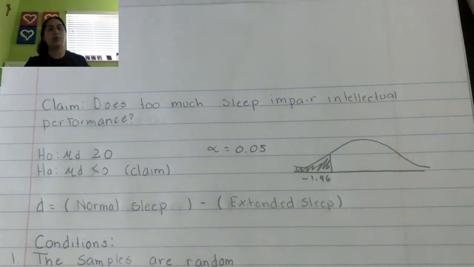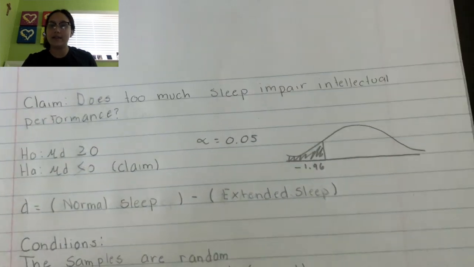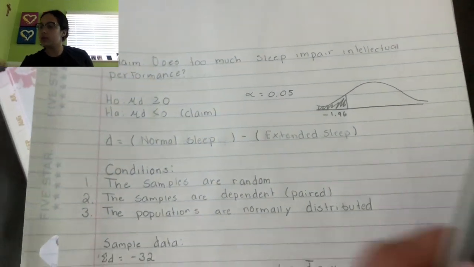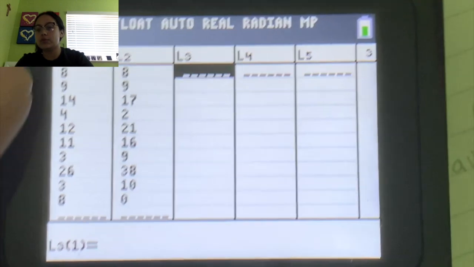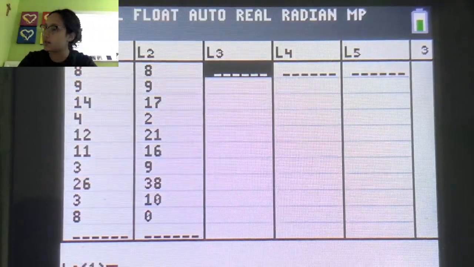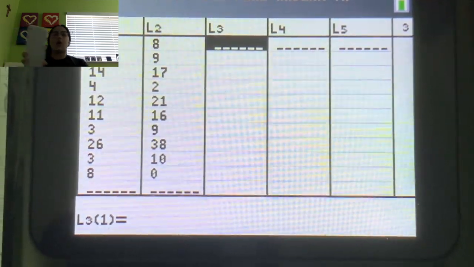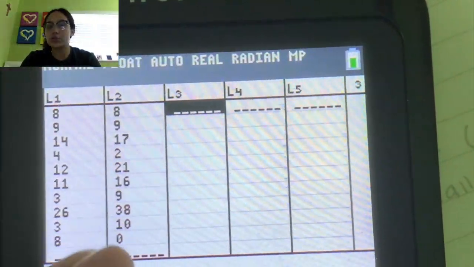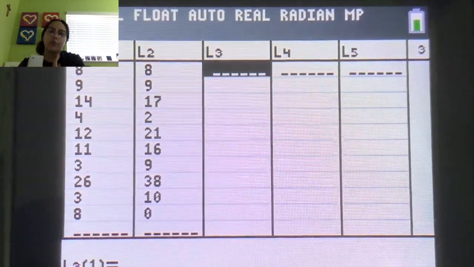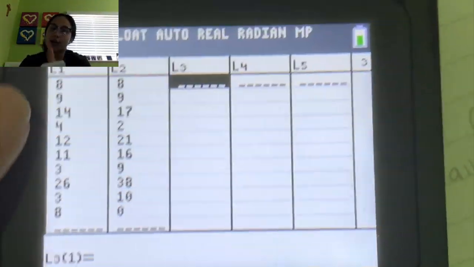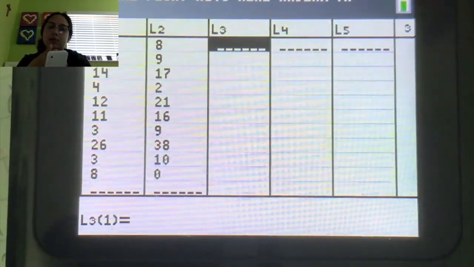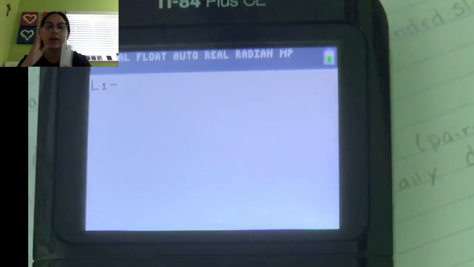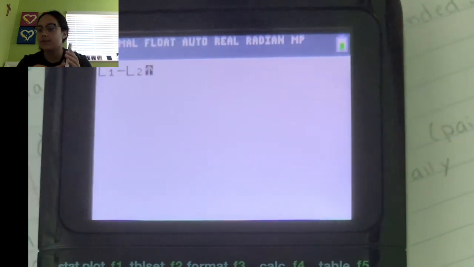After you find that and you know that it is a paired t-test, you have to find your d, which in this case would be equal to normal sleep minus extended sleep. So after you know that, you take all of the data that is provided, the vigilance score for A through J for normal sleep and extended sleep, and you plug it into your calculator. So normal sleep on one side in L1, and then extended sleep in L2. And then you do L1 minus L2, STO L3, and then it gives you all of the data for d.